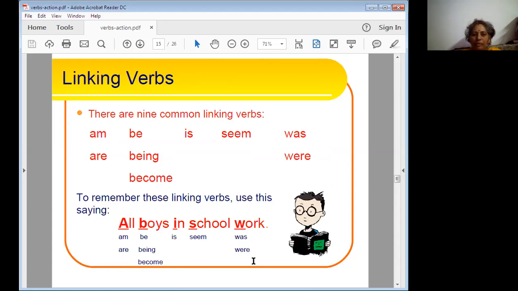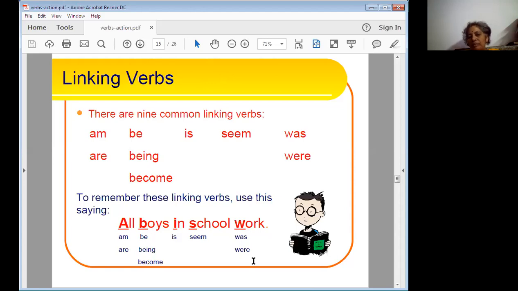A few linking verbs are available. Check. There are common linking verbs: am, are, be, being, been, become, is, seen, was, were. These are the common linking verbs. To remember these linking verbs, we can use this saying: all boys in school were. So here am is there, are is there, be is there, being is there, is is there, seen is there, was and were.